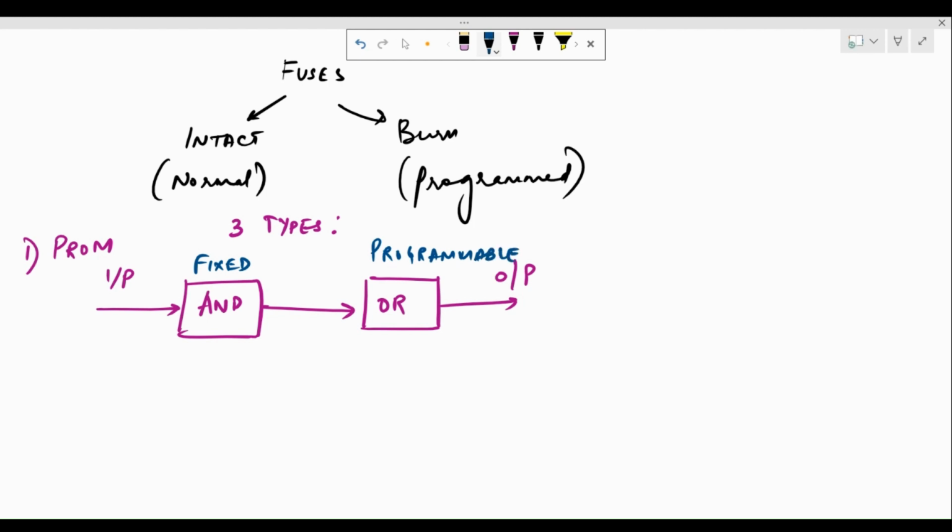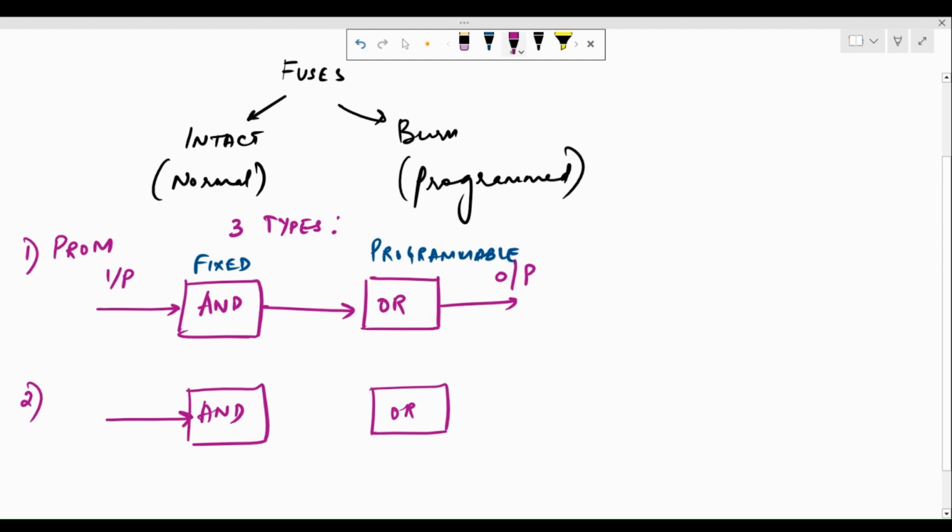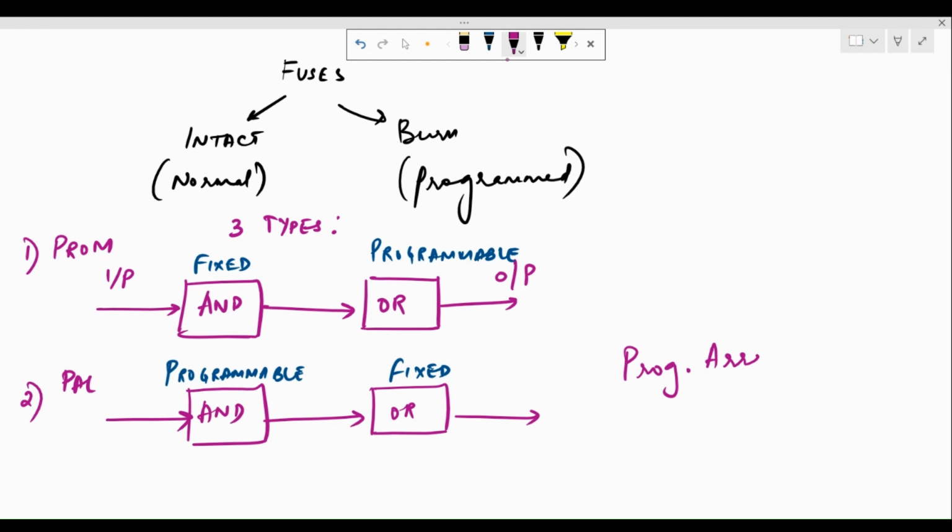PROM, as I said, stands for Programmable Read-Only Memory. The second case is where I have the AND array and the OR array, and in this case we have a programmable AND and a fixed OR. This is basically called the PAL. PAL here stands for Programmable Array Logic.